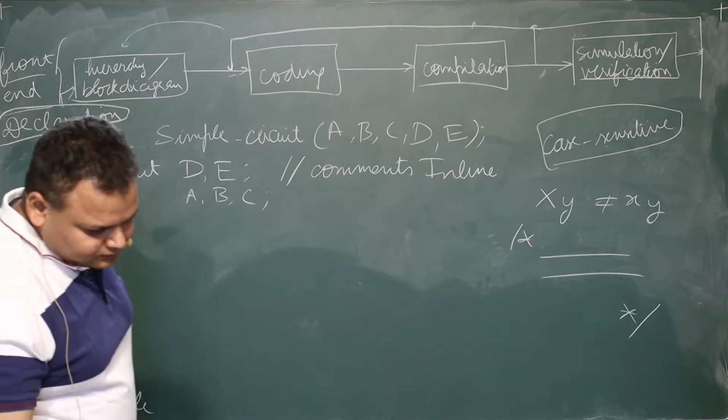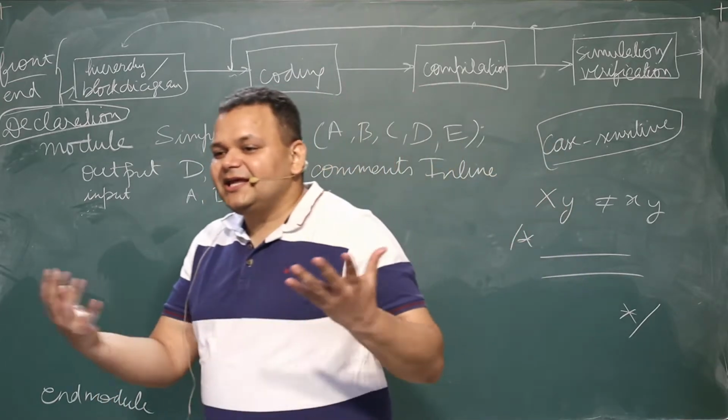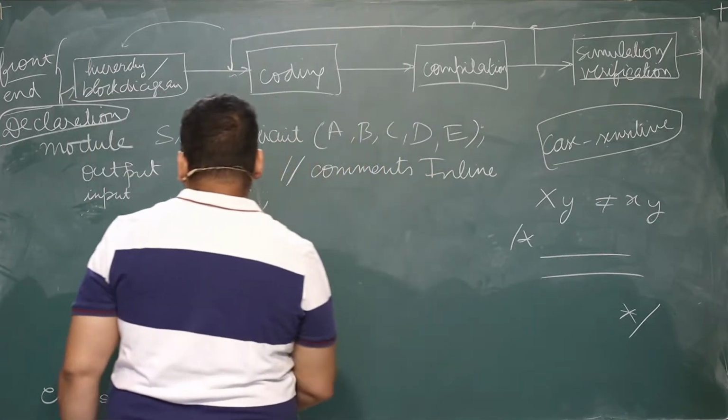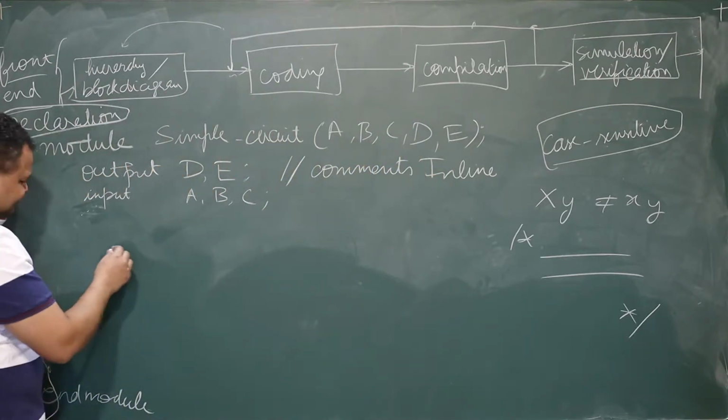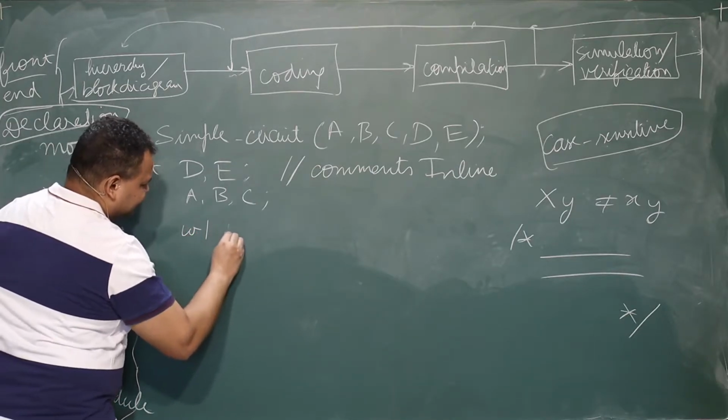Yeah, so inputs and outputs are defined. We also might have interconnections between different components in our circuit. So one of those interconnections is a wire. Let us call that W1.